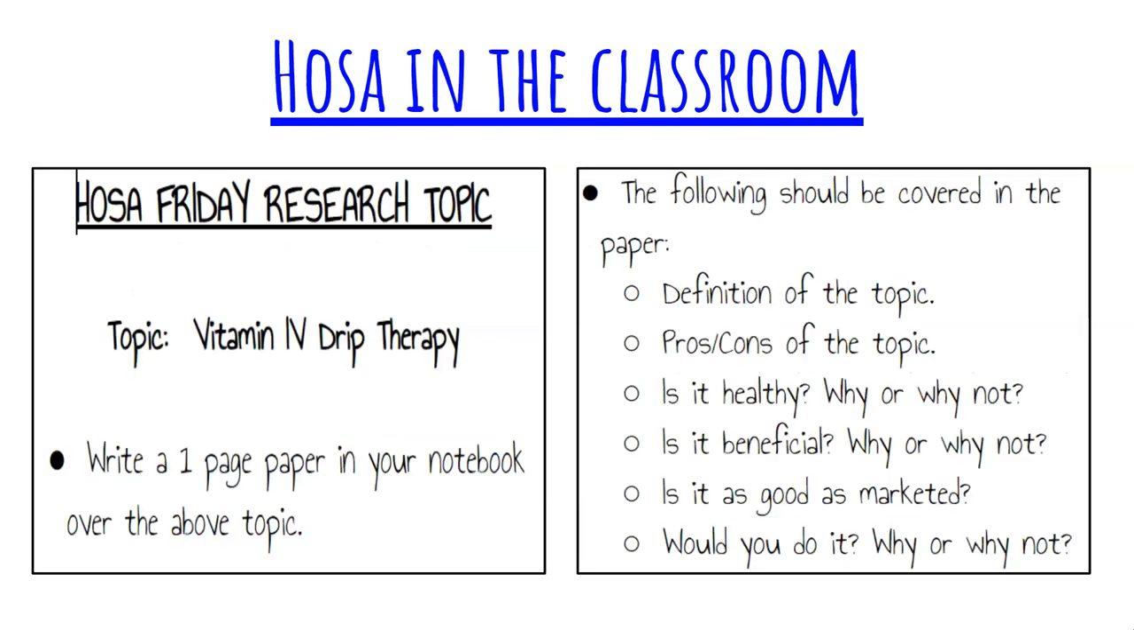Here is a research paper, and I've got it on two different sides, but this would be one thing. This one, Toni did in her class. The topic was vitamin IV drip therapy. We have them write a page and define the topic, the pros and cons of the topic. Is it healthy? Why or why not? Can you imagine what these freshmen were thinking about over medical marijuana doing all this? And they're like, well, I'm not going to tell you if I do it. And I'm like, I don't care. Just write it down. So I think it's important that you come up with the topics that the students are interested in, not what you're interested in.